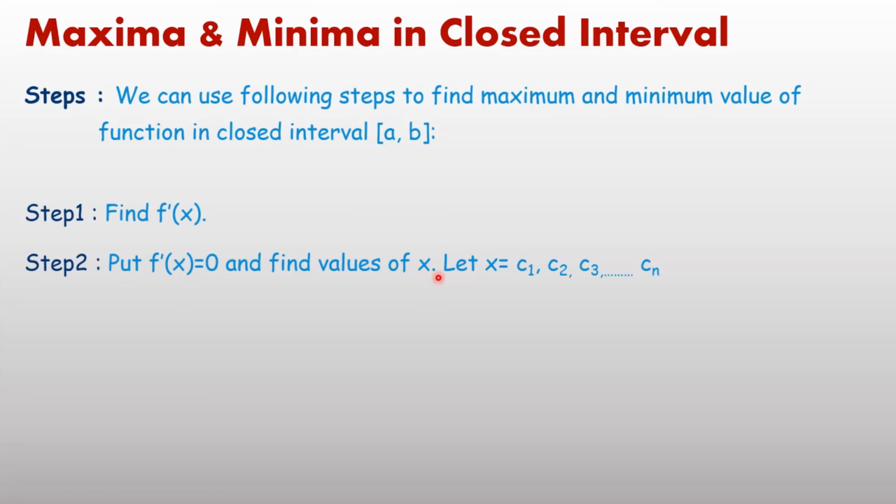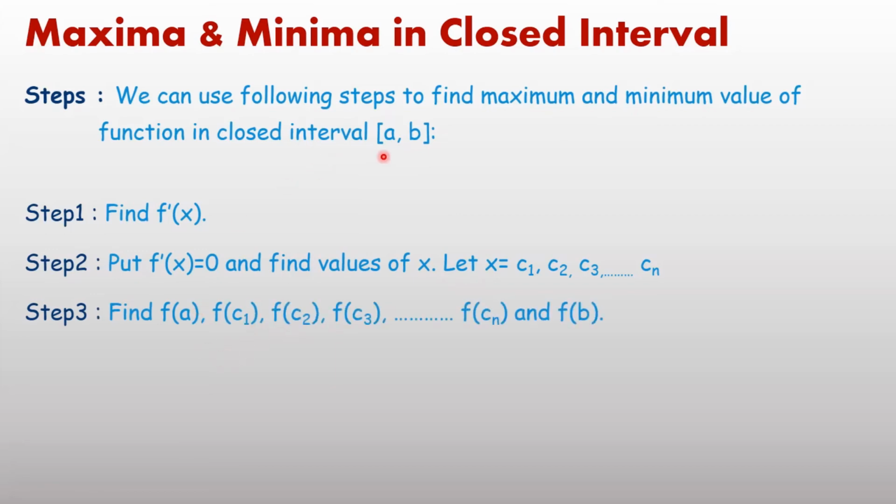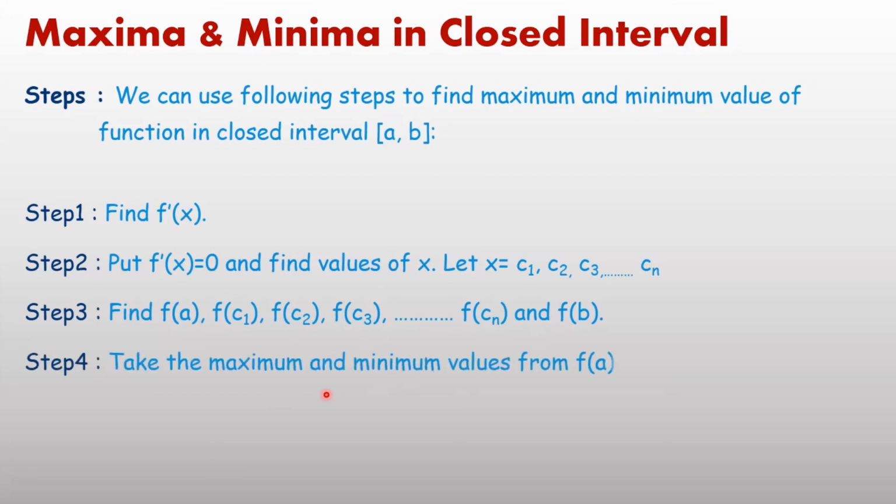Let the values of x you are getting be c1, c2, c3, up to cn. Then find the value of the function at the end points of the interval, means at x equal to a and x equal to b, and the other values which you are getting after putting f dash x equal to 0. Find the values of f(a), f(c1), f(c2), f(c3), f(cn) and f(b). And after that take the maximum and minimum value from the values obtained in step third, which you can say is the maximum or minimum value. Now one example on this topic.